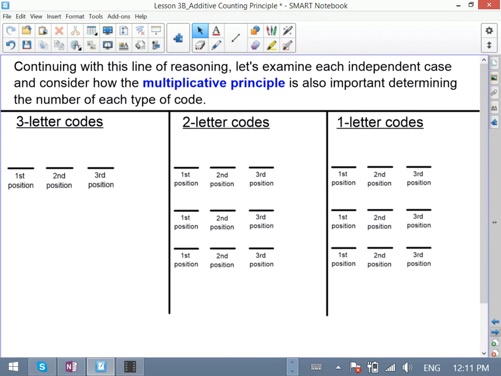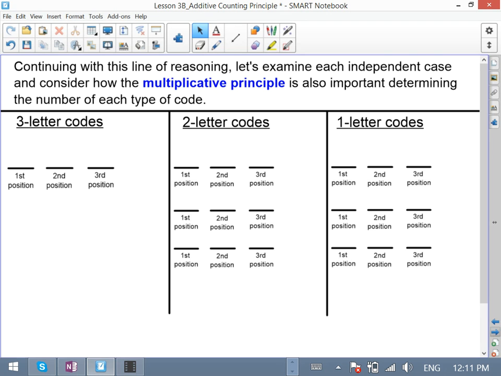In terms of generating this, the way we can set it up is to break it down into 3 parts. We'll tackle each different type of code one at a time. Each particular type of code will use the multiplicative principle, and then the additive principle will come in when we need to find the total number of codes.